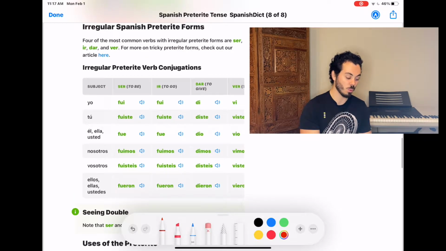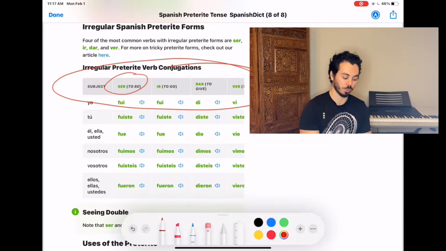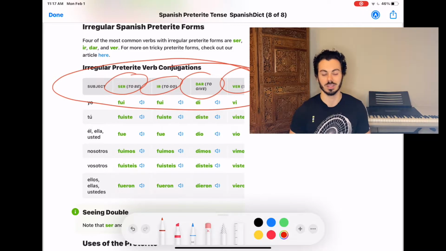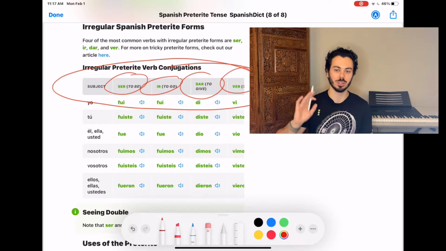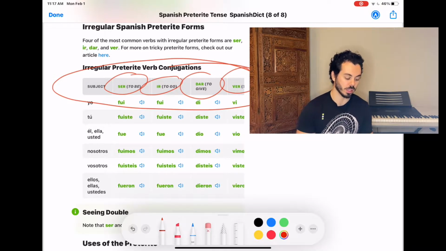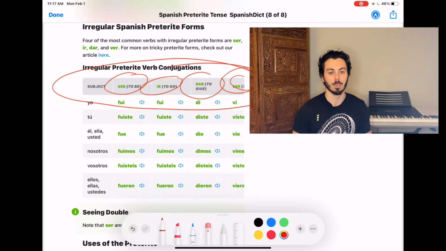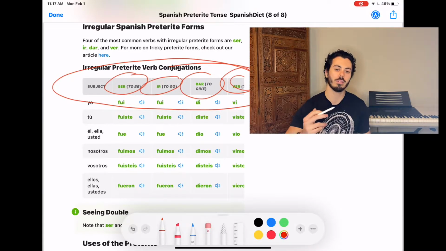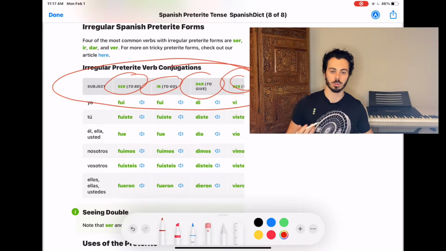And then we have the irregulars. So the irregulars are very important because they're verbs that usually are used very often. Unfortunately, right? Because if the irregulars are verbs that no one uses, you'd be like, all right, who cares about the irregulars? Ser, to be, ir, to go, dar, to give, ver, to see. That's super important. And that's why if you see my other video of the 2 most important verbs in Spanish, which are ser y estar, ser is very regular.